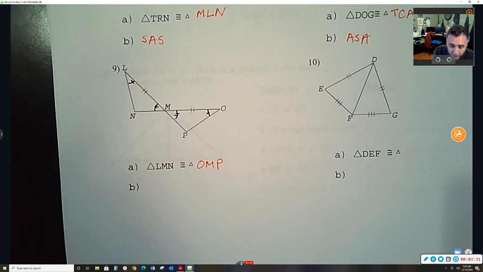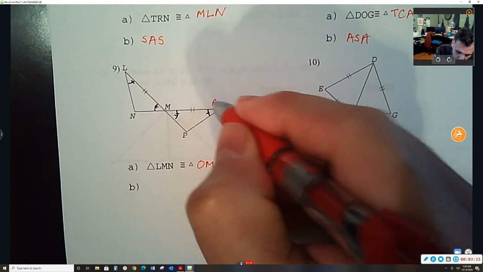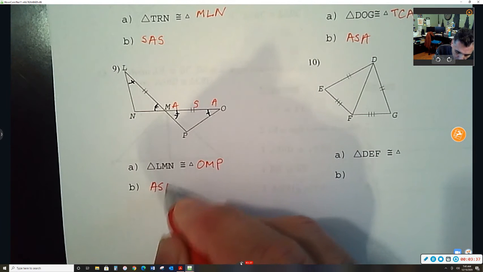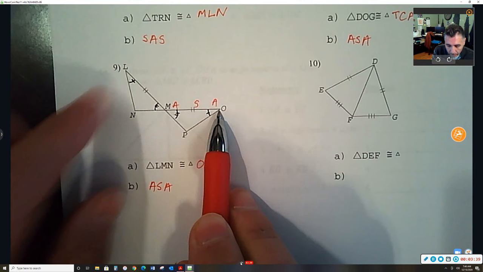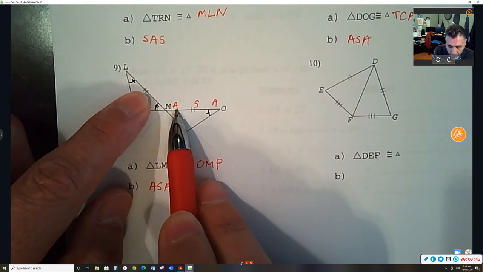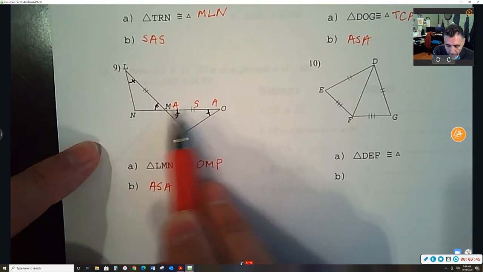And then how do I know that they're congruent? Again, it's angle, side, angle. Because I know this angle is congruent to this top angle here, this side is congruent to this side, and then that angle is congruent to that angle. Angle, side, angle.